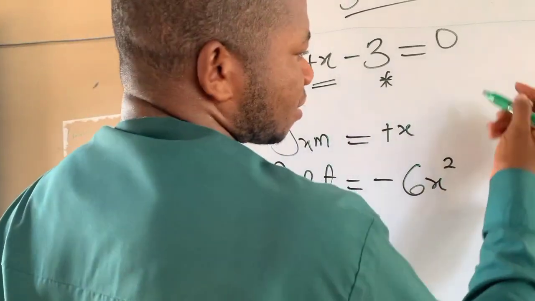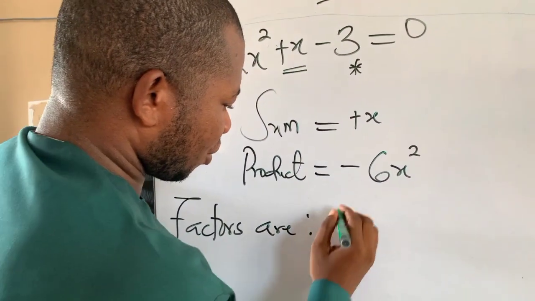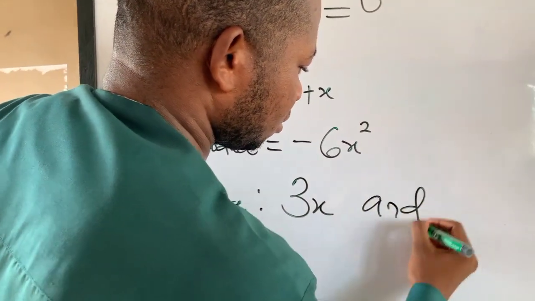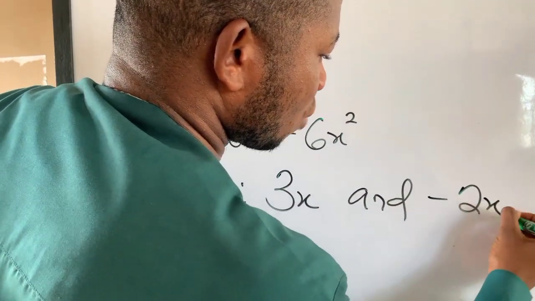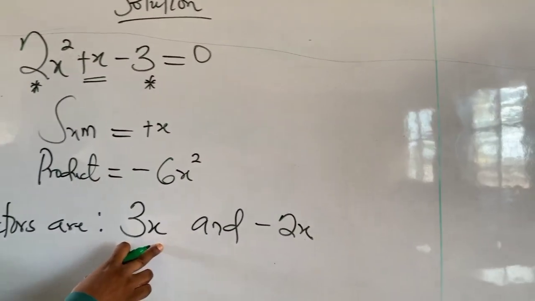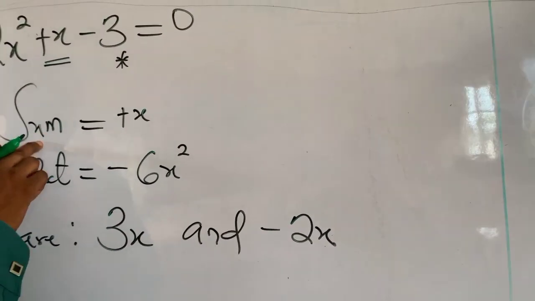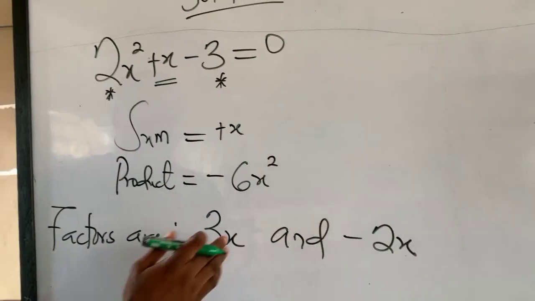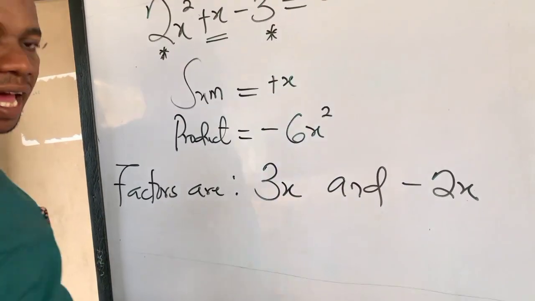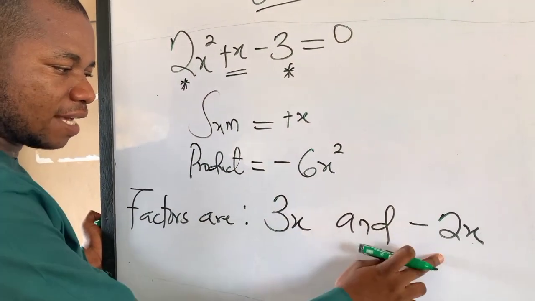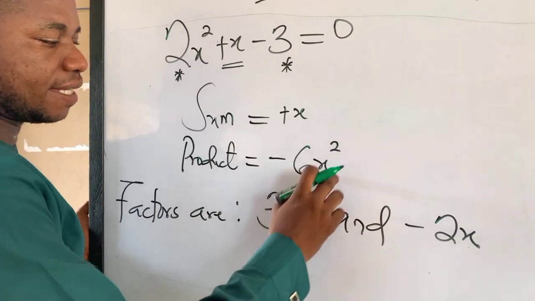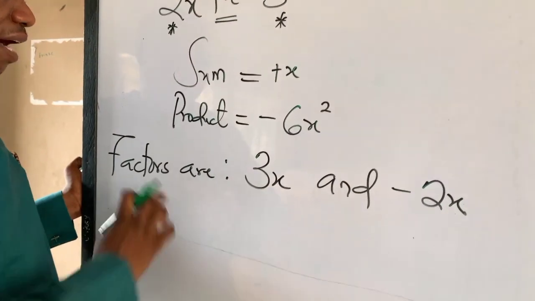Of course, you already know that plus 3x and minus 2x will give you this result. Look at it. We are talking about summation. Summation means addition. So 3x plus negative 2x, what is the result? Plus x. Then 3x times negative 2x will give us negative 6x squared. Okay? So I haven't done that.